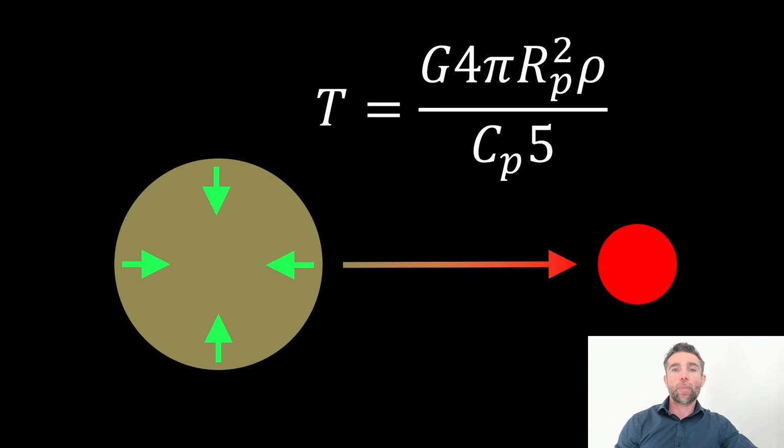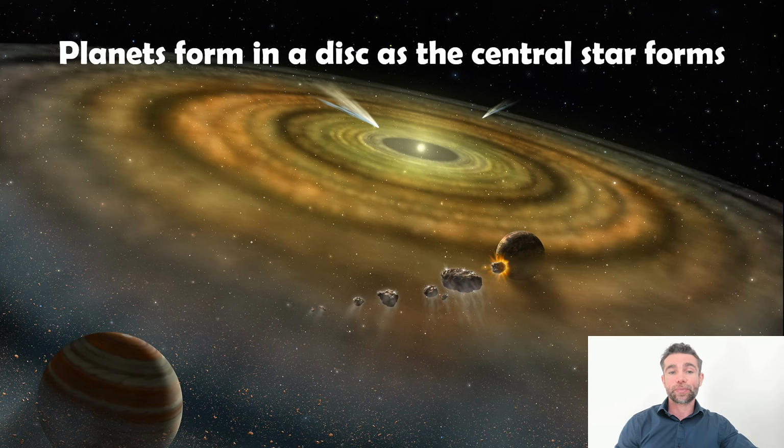Now in this video I want to go back to planet formation, but this time round I want to have a look at the initial temperature of a planet straight after formation. I'm going to look at deriving an equation for that, and then also have a look at a couple of examples in the solar system to see what sort of temperature those planets might be straight after formation.